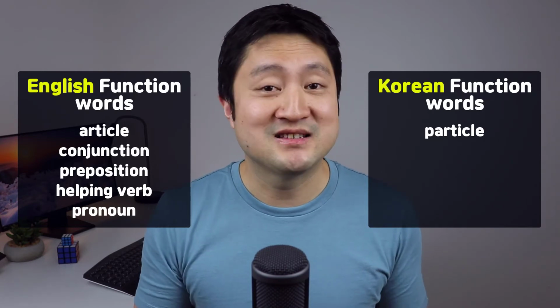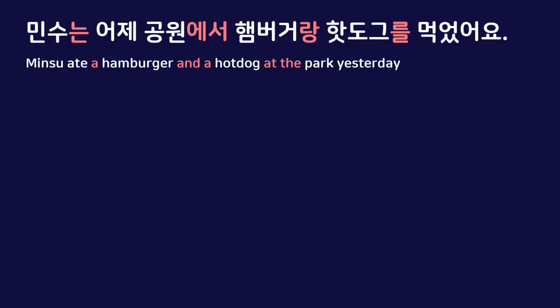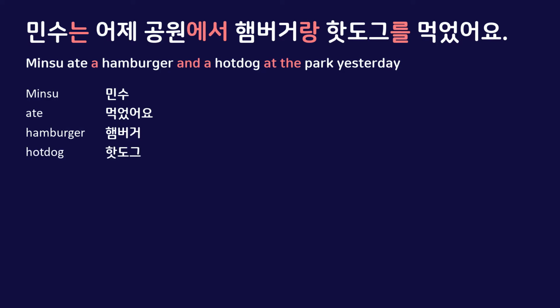So let's take a look at the same sentence in Korean. So 민수 is 민수, ate is 먹었어요, a hamburger is hamburger, and remember that Korean doesn't have articles, so we can just ignore them. A hot dog is 핫도그, the park is 공원, and yesterday is 어제. Now the word order is entirely different, but as you can see in Korean, we also have words that relate to each function word in English.